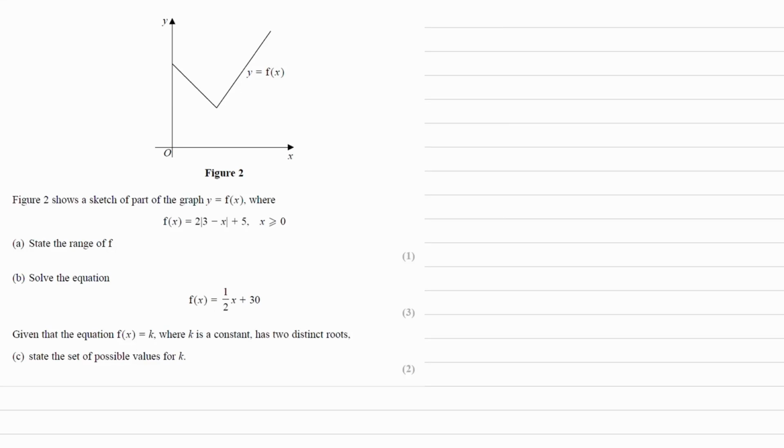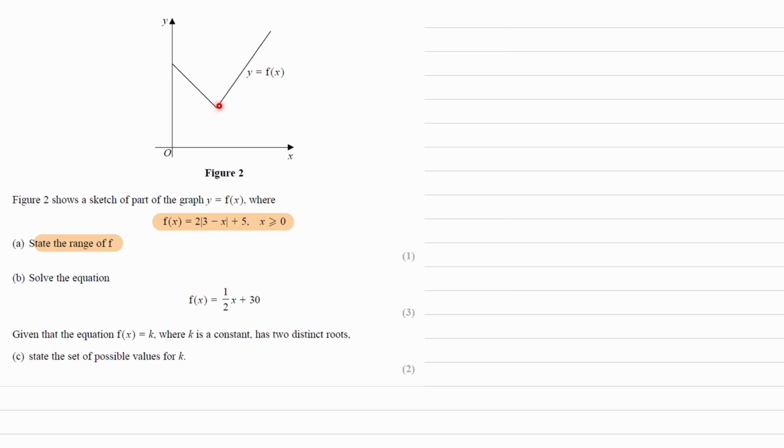Figure 2 shows a sketch of part of the graph y is equal to f of x, where f of x is 2 lots of the modulus of 3 minus x plus 5, where x is greater than or equal to 0. State the range of f. Okay, so to state the range of f, we have to know what this point here is.